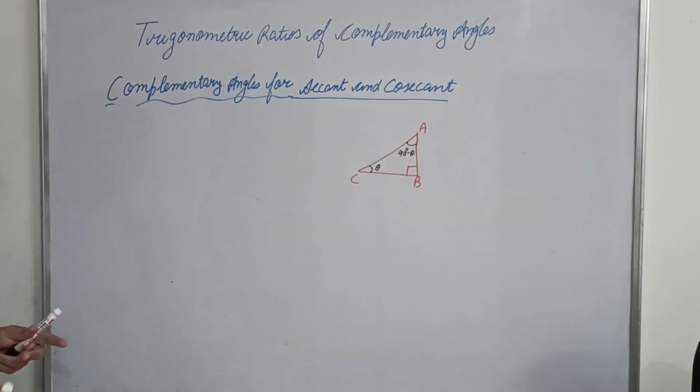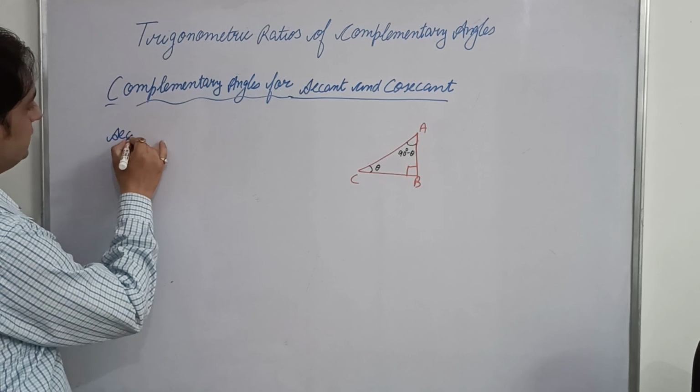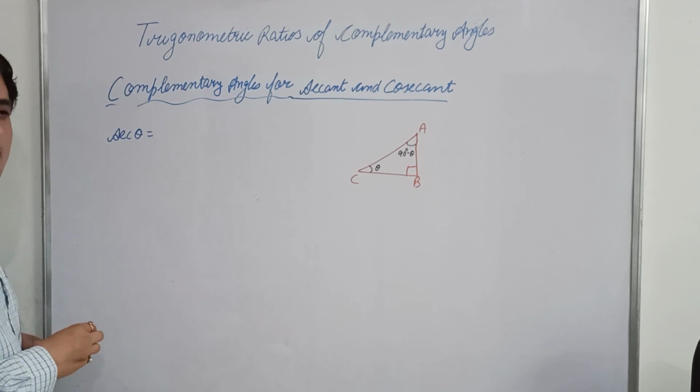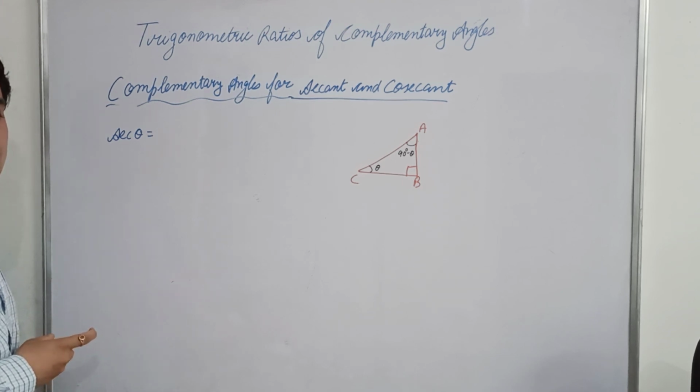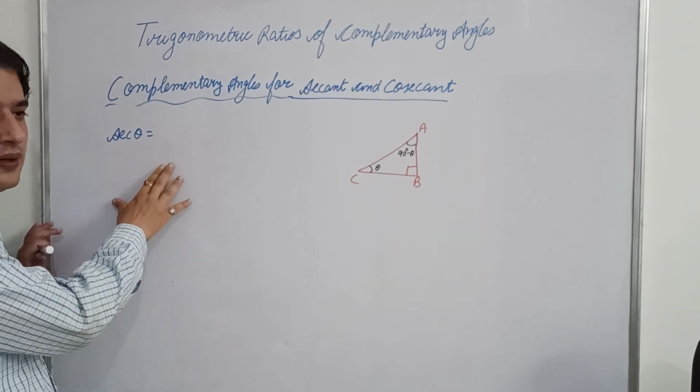Now find the T ratios. Firstly take this angle theta and find secant theta. So what is secant theta? You know secant is the reciprocal of cos, and cos is the ratio of base and hypotenuse. So this ratio is hypotenuse upon base.